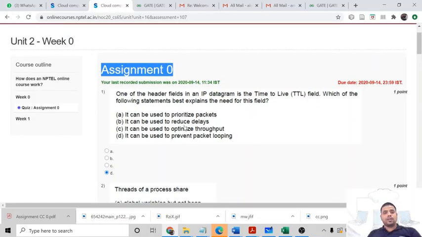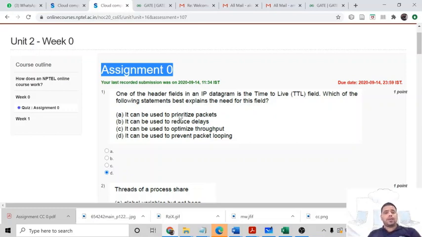The first question is: one of the header fields in the IP datagram is the time to live field. We all know that the time to live field is the upper bound on the time that the IP datagram can exist in the network. Okay, we know this. So now we have to select which of the following explains the need for this field.